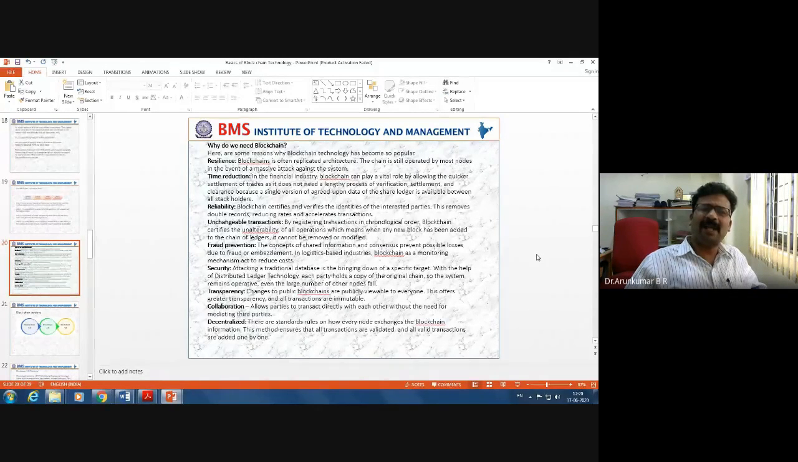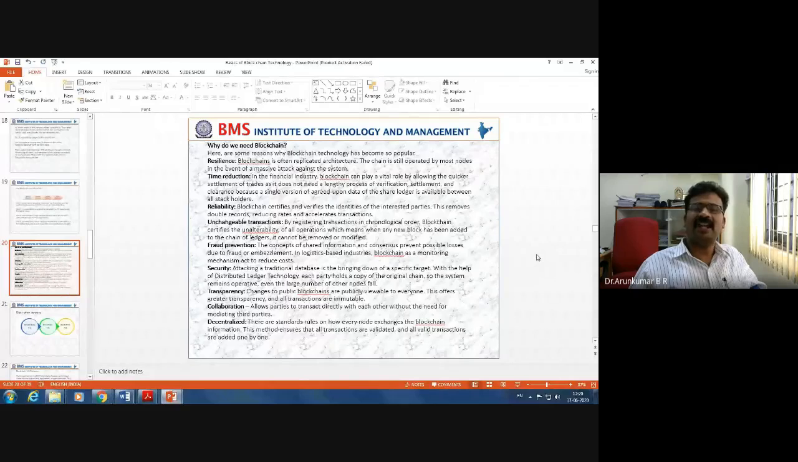Resilience, for example: blockchain often has a replicated architecture. The chain is still operated by most nodes in the event of a massive attack against the system. Resilience, because the chain is redundant, see? It is a redundant, often replicated architecture.